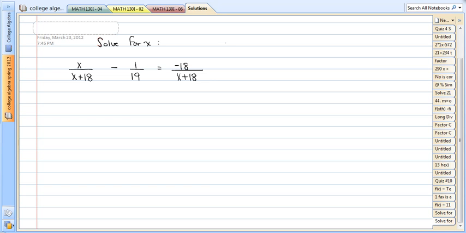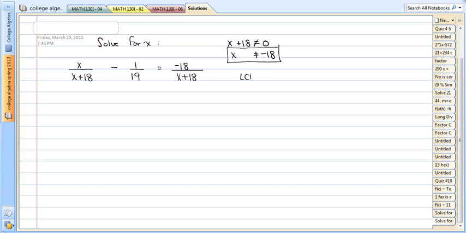Before we do that, though, we do have to remember that in a rational expression, we never want the denominator to be 0. You can't divide by 0. A fraction that's divided by 0 is undefined. So we don't want x plus 18 to be 0. Solve for x. We can't have x being an answer of negative 18. Otherwise, that would make the denominator 0, and the fraction would be undefined. So you have to keep this in the back of your mind, that x can't be negative 18 as a solution. It would make the denominator 0.